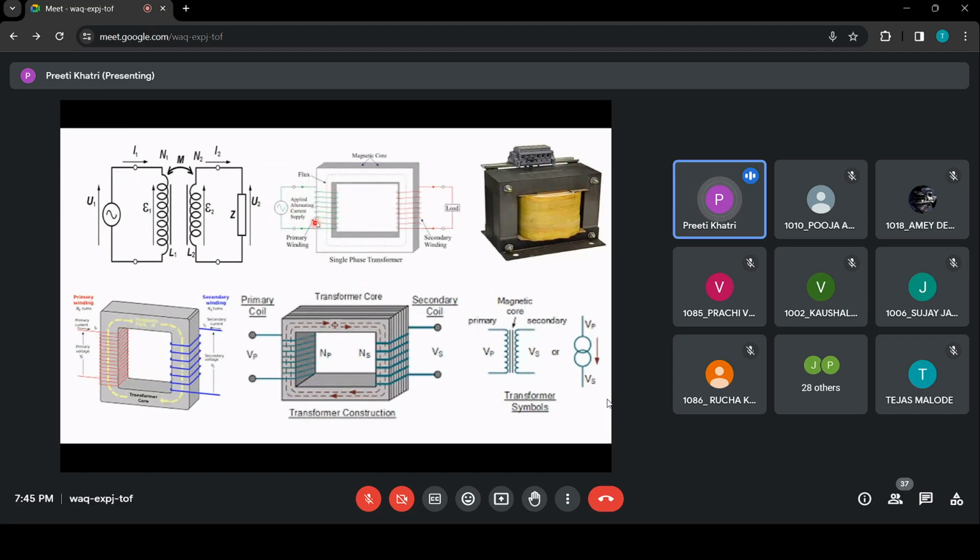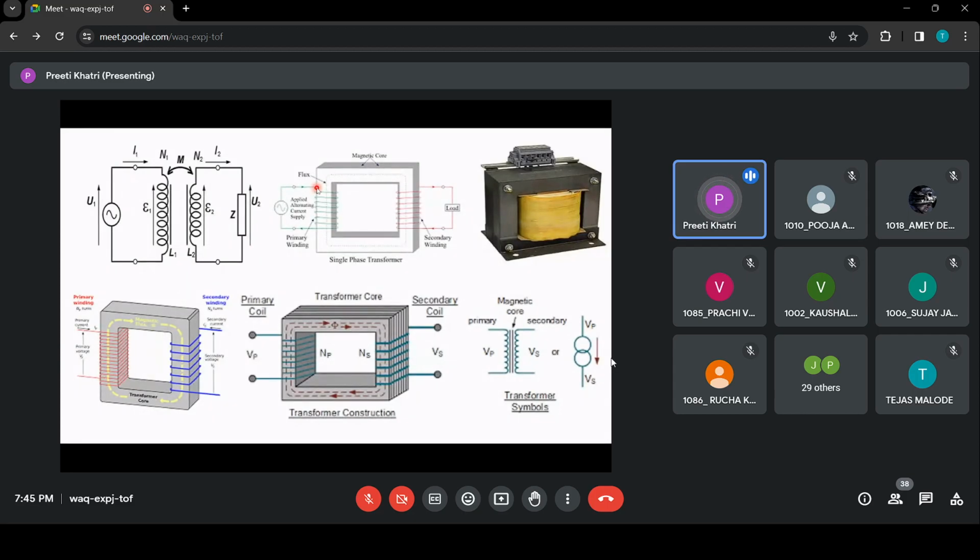When you connect the AC supply to the primary winding, what will happen? The circuit is closed, and the current will flow in the winding. The current which is flowing is alternating in nature, since the voltage is alternating. Because of this alternating current, the flux which is flowing in the core is also alternating in nature.